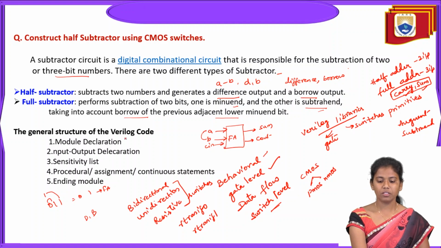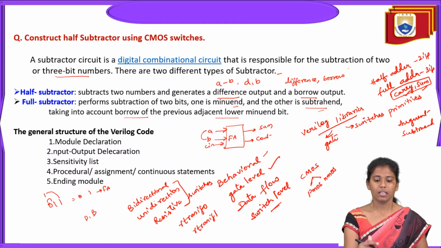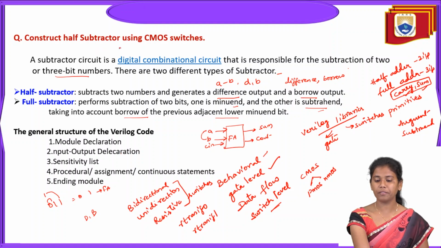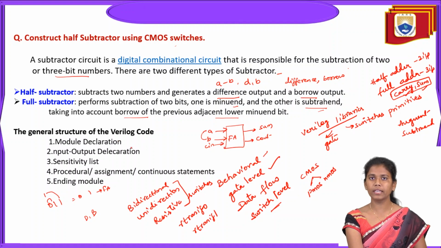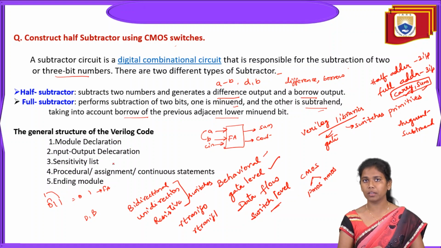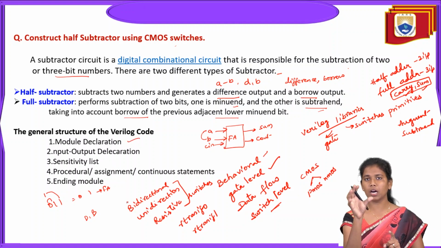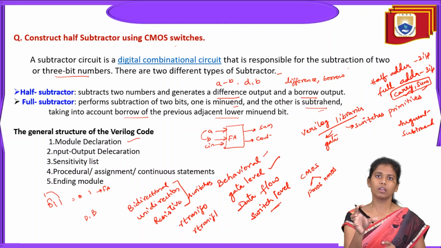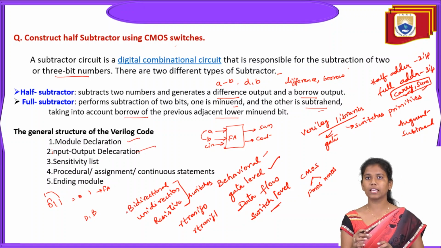And now we will see the general structure of Verilog. So the main agenda now is that we need to construct a half subtractor using CMOS switches, right? So now we will see the general structure of the Verilog code. This is a general way of how to write the code. So the first thing is the model declaration. We will write our code starting with the keyword for the model declaration. And the second one is the input as well as the output declaration. So the second thing is we are going to declare our input as well as the output.